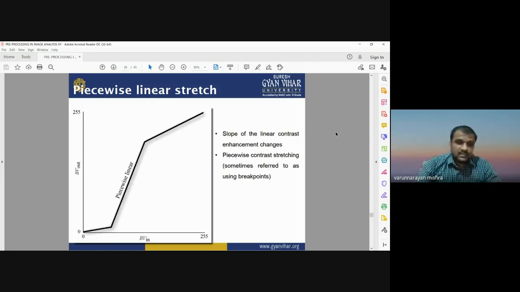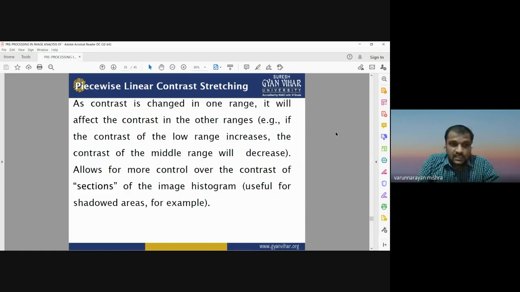Now, piecewise linear contrast stretching: as the contrast is changed in one range, it will affect the contrast in another range. For example, if the contrast of the low range increases, the contrast of the middle range will decrease. So it allows for more control over the contrast of a section of the image histogram, which is useful for shadow areas and any other mountainous region.